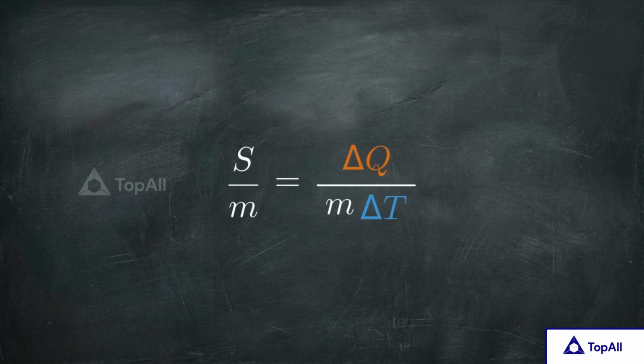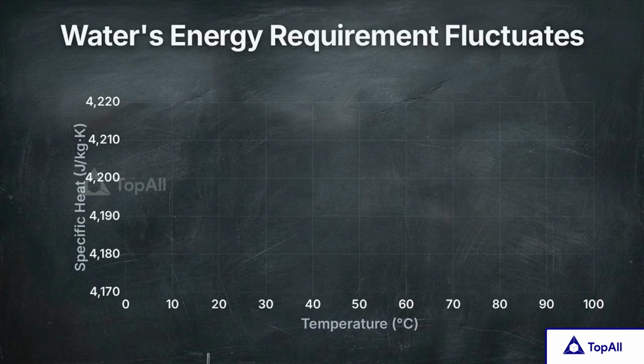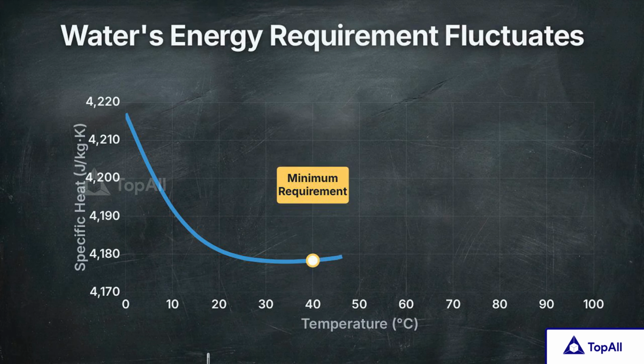This gives us specific heat capacity, lowercase s. It tells us the exact number of joules required to heat 1 kilogram of a specific substance by 1 Kelvin. This chart plots the specific heat capacity of water across different temperatures. The required energy isn't a perfectly flat line. It actually dips slightly as the water approaches 40 degrees Celsius before rising again.